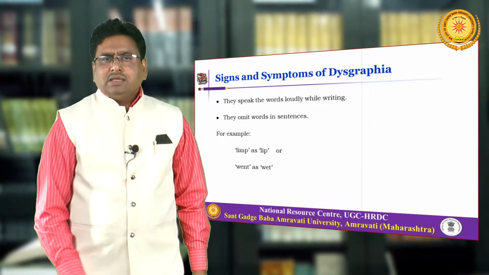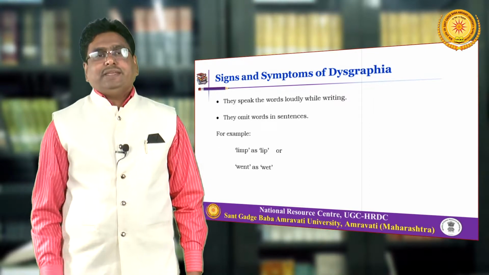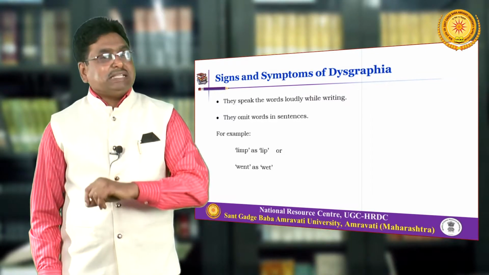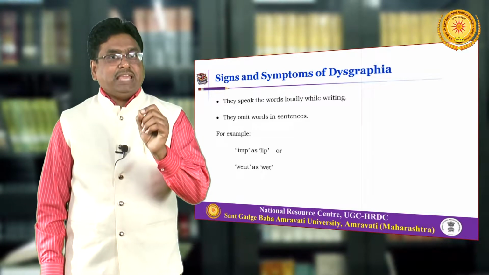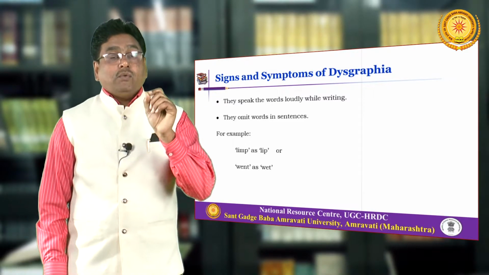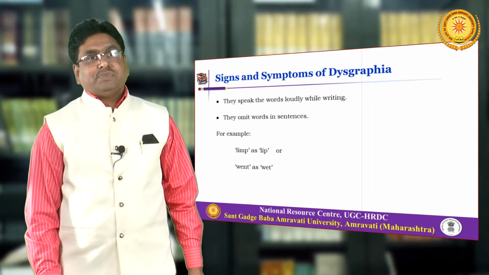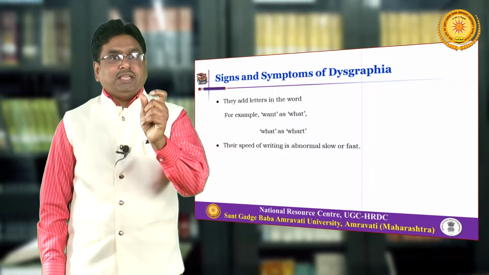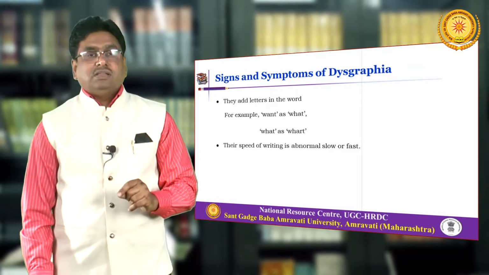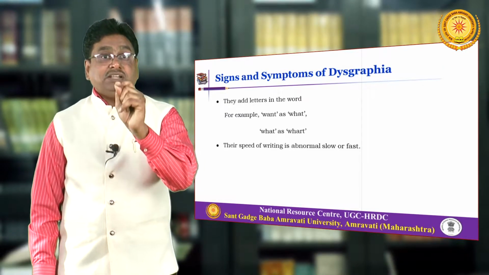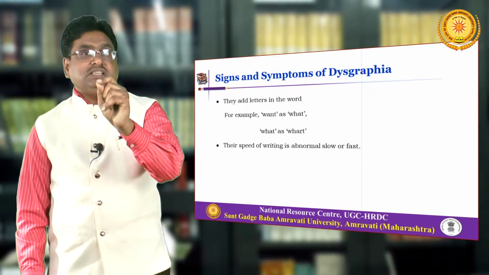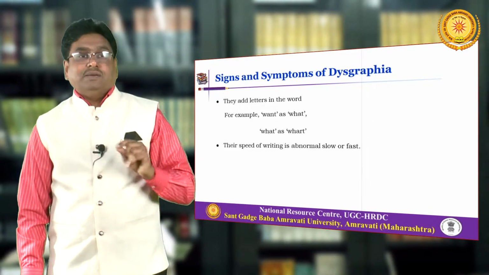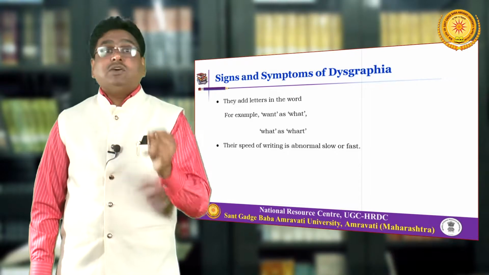They speak the words loudly while writing. They omit words in sentences. For example, limp, L-I-M-P, as lip, or went, W-E-N-T, as wet. They add letters in the word. For example, what, W-H-A-T, as W-H-A-R-T. That means they add a letter in the word. Their speed of writing is abnormal, slow or fast. These are the common signs and symptoms of dysgraphia.